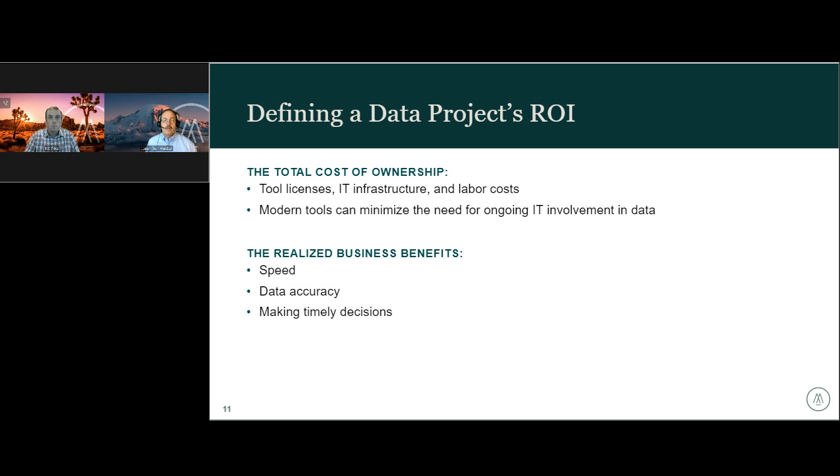So there'll be licenses for the different tools, your IT infrastructure, and any labor costs that go with that, whether it's IT or otherwise. What we're finding is a lot of the modern tools end up reducing these costs because they come from software as a service, where the license cost covers all the IT infrastructure and much of the IT labor as well. And so when you're looking at different options, it's good to look comprehensively at the whole cost of running those platforms.